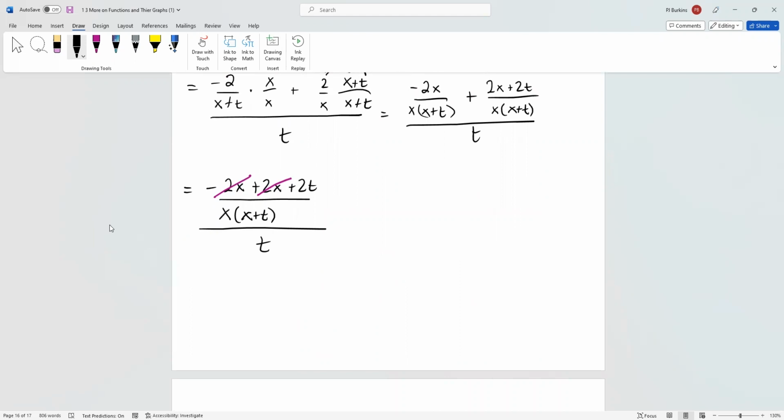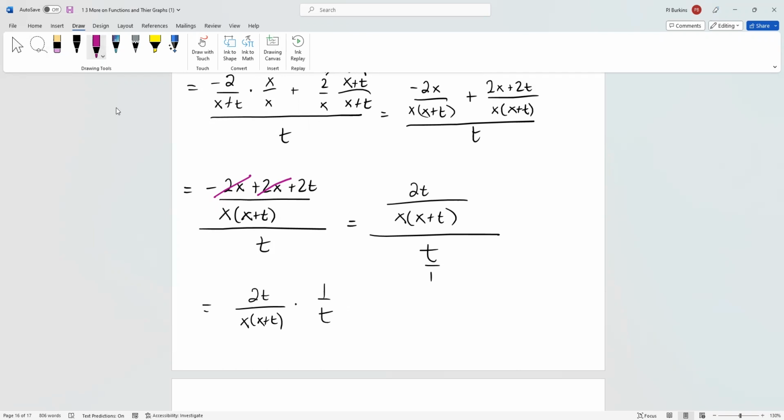All right. And next, let's see, I have 2t over x times x plus t, all divided by t. Now I'm going to write this as t over 1. So t over 1, if I have a fraction divided by a fraction, I can flip and multiply the fraction on the bottom. So this becomes 2t over x times x plus t times 1 over t. And what does that do for us? Well, now we've got a combination of multiplication and division. If you would like, you can go ahead and put them together first.